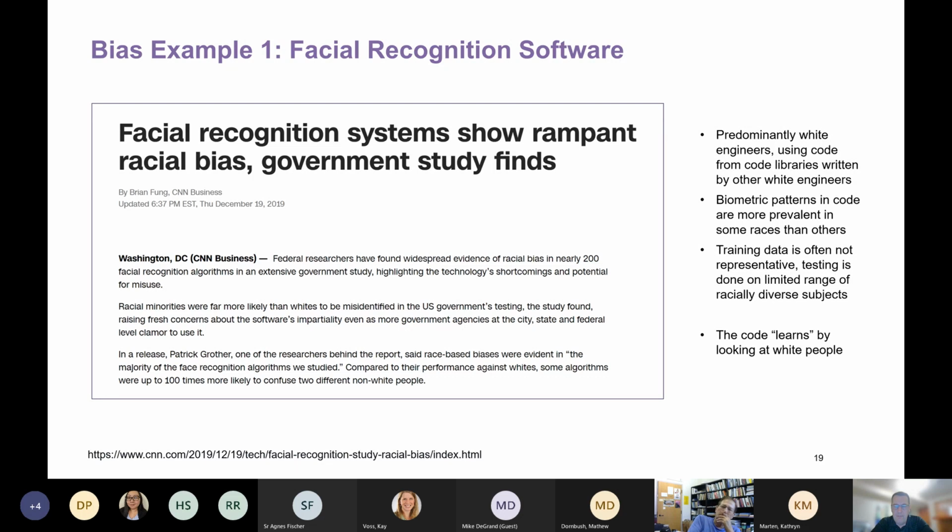So because of the lack of representation in the training data, the system has become better at matching white faces. It is not performing adequately at matching black faces. And there are some really disturbing examples of people being arrested, falsely accused. And then it turns out it was because the system essentially misidentified them.